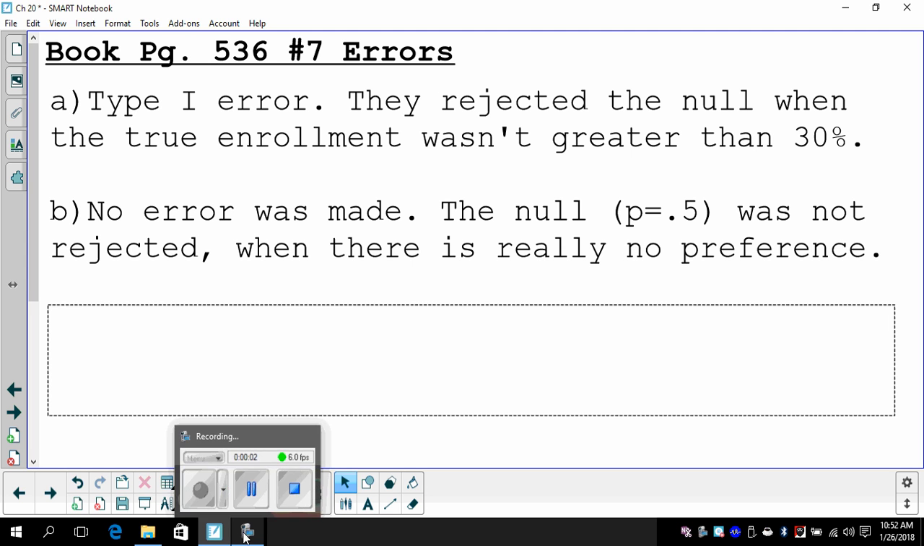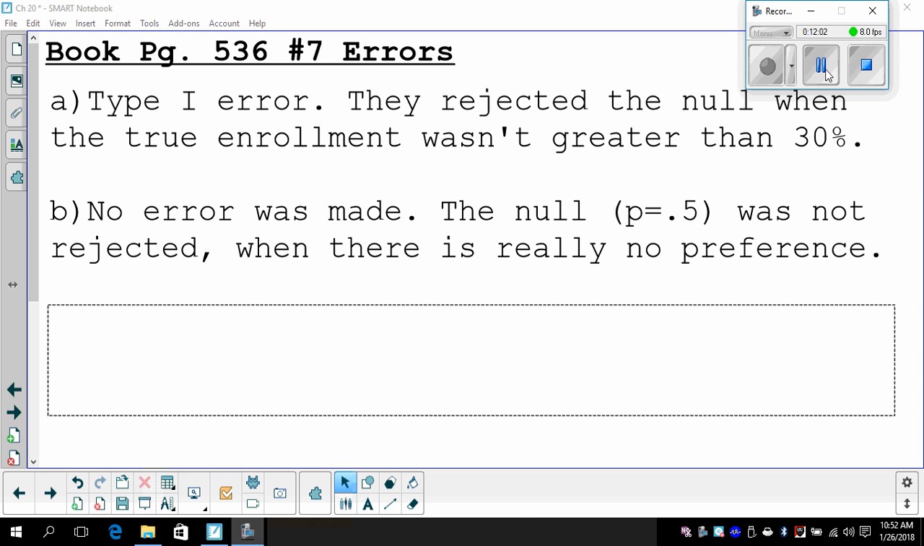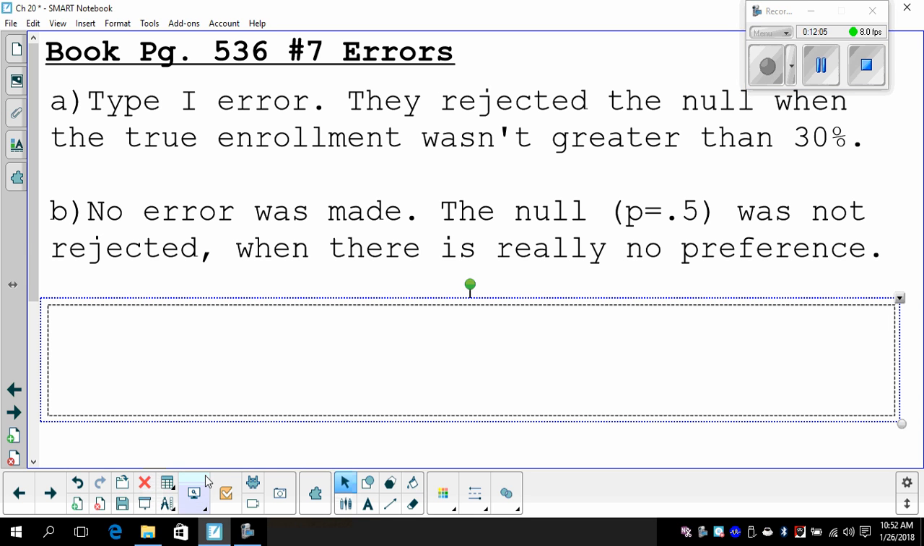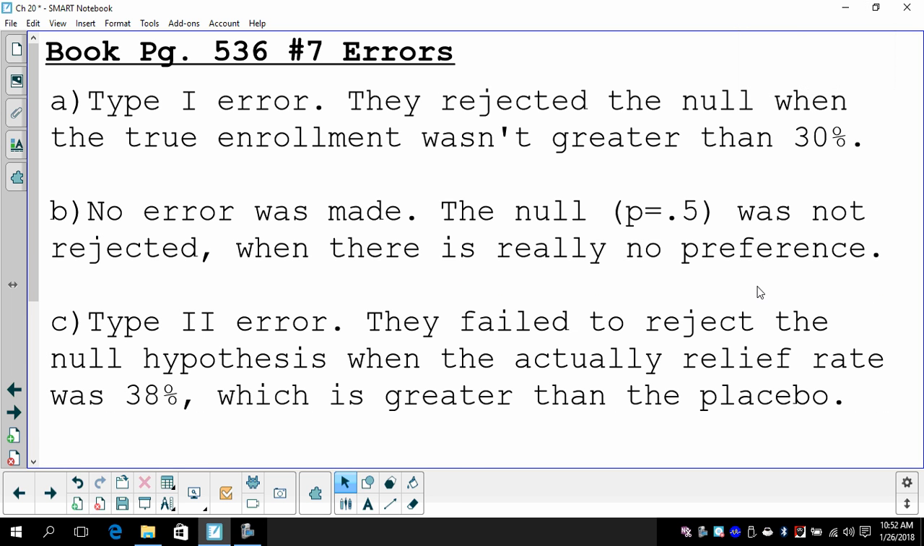So go ahead and pause right now, and I want you to try C on your own, and then we'll discuss the answer. So in C, they made a type 2 error because based on their p-value, which was really high, they decided to fail to reject the null hypothesis. So they're accepting that the headache relief rate was 25%, and then they did some further tests and found in a different hypothesis test that it actually relieved 38% of headaches, which is bigger than 25%, which says they should have rejected the null, and that is a type 2 error.